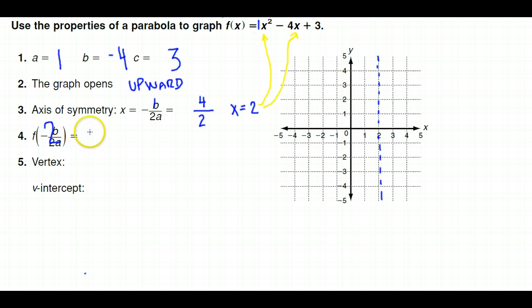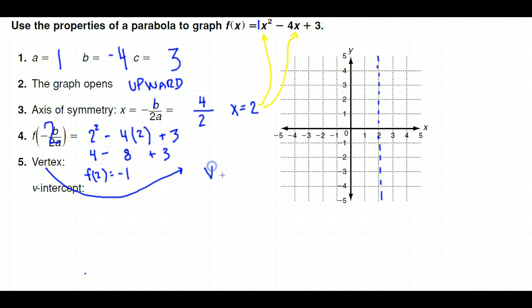So that's going to be 2 squared minus 4 times 2 plus 3. Okay, exponents first. This is 4 minus 8 plus 3. 4 minus 8 is negative 4. Negative 4 plus 3 is negative 1. So that tells me that my f of 2 is equal to negative 1. So that means my vertex is at the point 2, comma, negative 1.